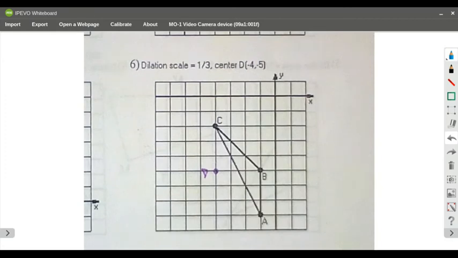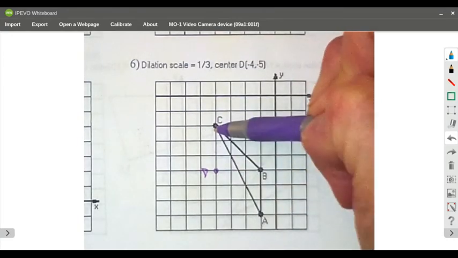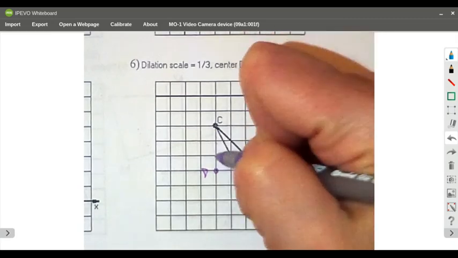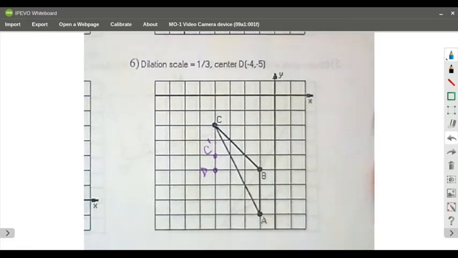So again, I'm going to count my distances. I'm going to cut that distance by 3. By 1, cut it in a third. Divide by 3, multiply by a third, whatever. Okay, so from D to C, it's 1, 2, 3 units. So now from D to C prime, I need to take 3 and multiply it by a third, or take a third of it, which is 1. So it's going to be right here, C prime.